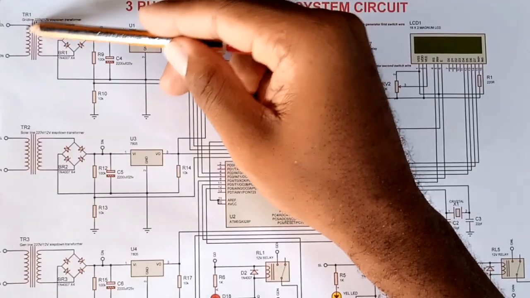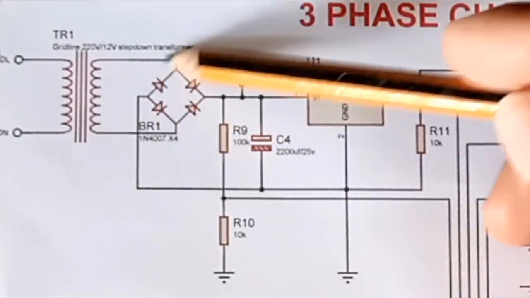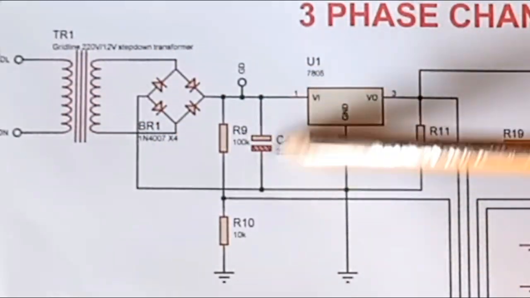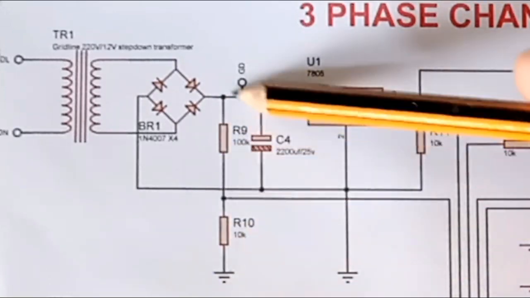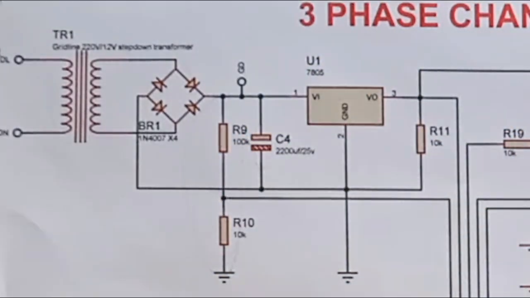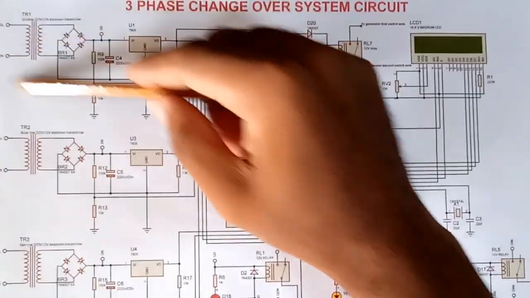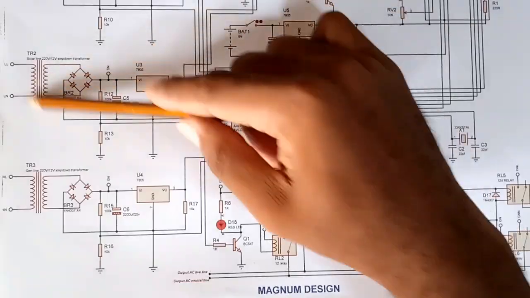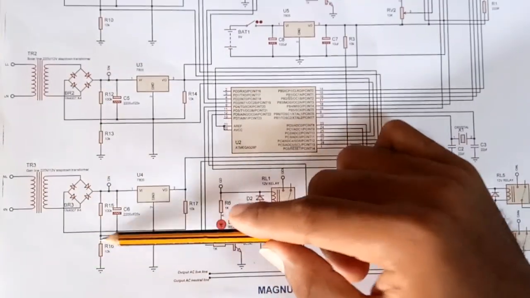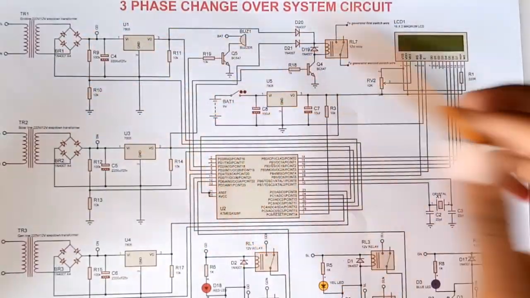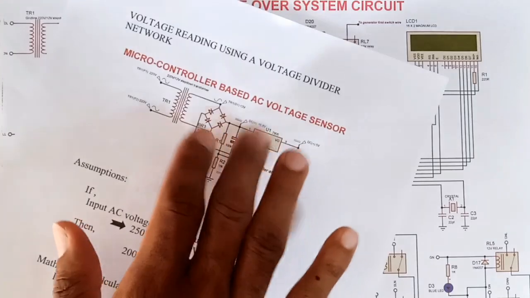Here, we have our simple step-down transformer, full bridge rectifier, filter capacitor, voltage regulator, and finally our voltage divider circuit. This circuit is the same for the grid line, solar, and the generator line, so I will focus only on one, just as I have it analyzed together with you.